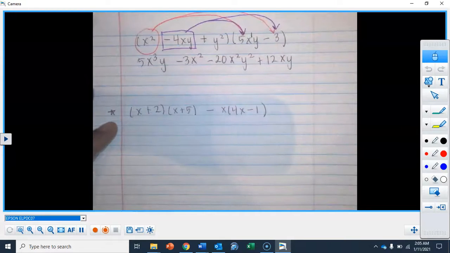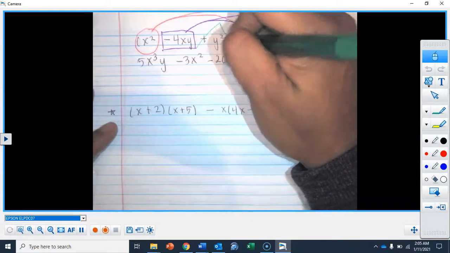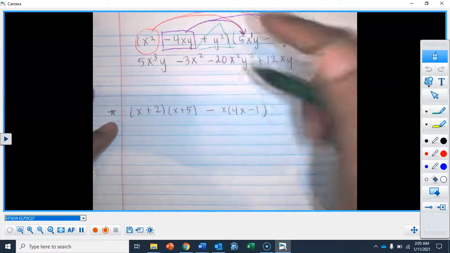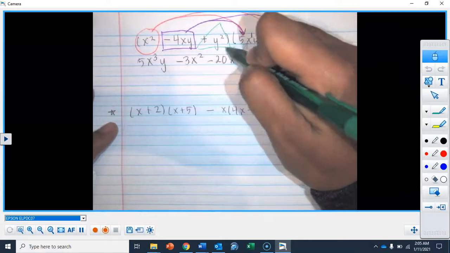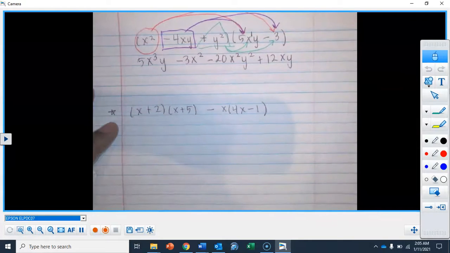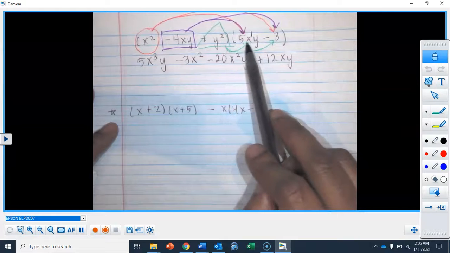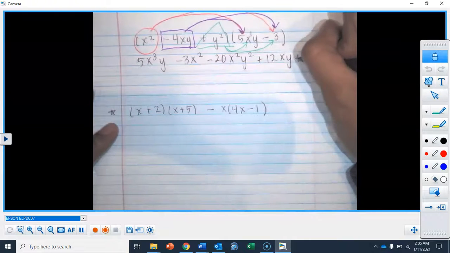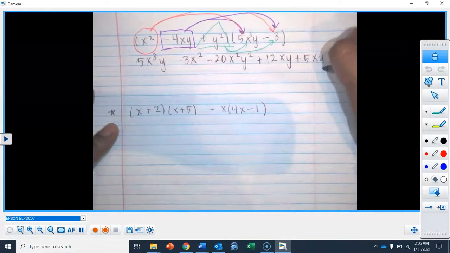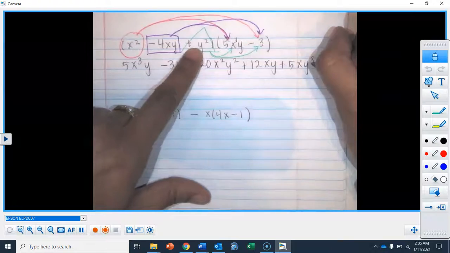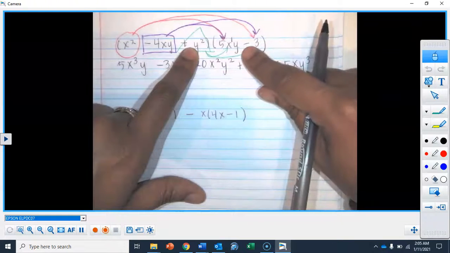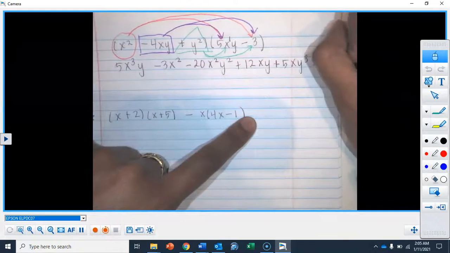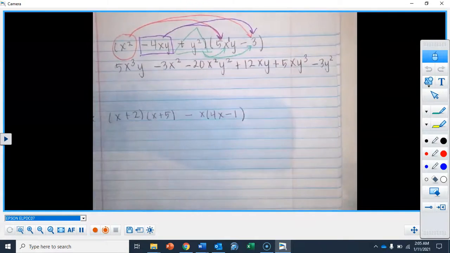So now I'm going to use a triangle. I include that plus y squared. So now we're going to multiply here and there. So y squared times this is going to be 5xy to the third. And then y squared times negative 3 is just negative 3y squared.